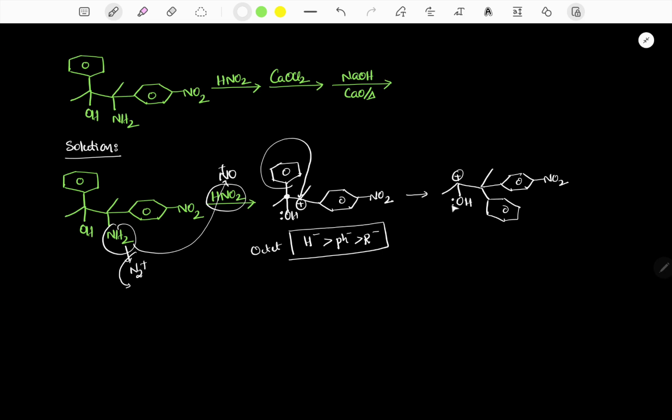Now because of lone pair resonance and loss of a proton, finally we get the corresponding CH3, C double bond O, CH3, benzene and nitrobenzene.